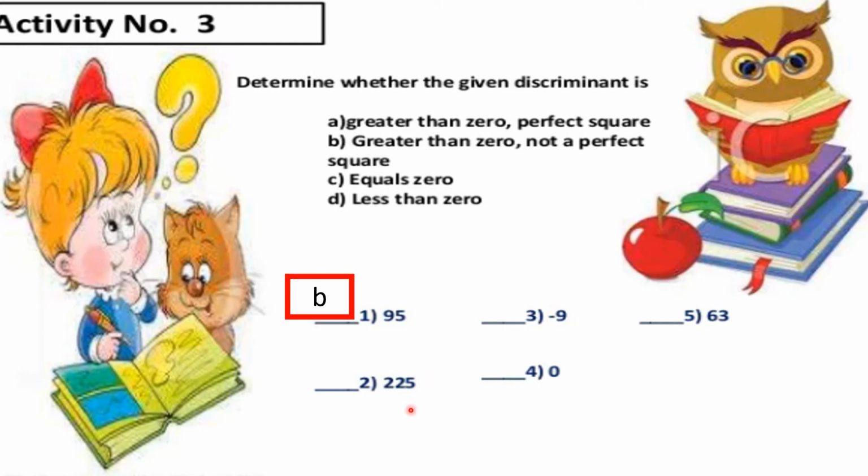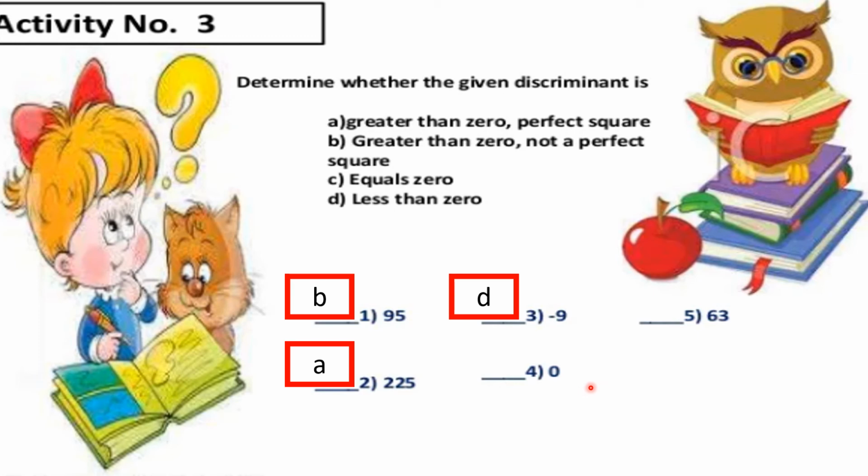How about number 2, 225? Okay? So we have letter A, greater than 0, and a perfect square. Bakit siya sinabing perfect square? Kasi siya ay makukuha kapag minultiply nyo ang 15 times 15, which is 225. How about number 3? O, may malilito pa dito. Ang number 3 ay negative 9. Diba ang 9 perfect square? Pero negative siya, ma'am. Kaya anong tamang sagot? So the answer is letter D, less than 0.